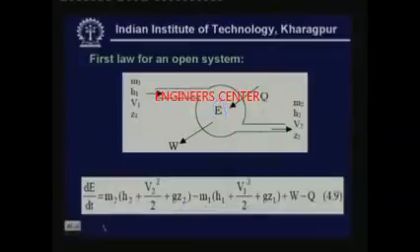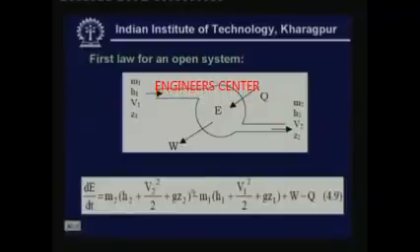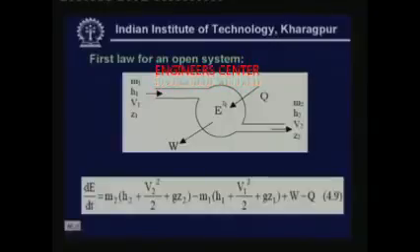Now, let us apply this to a steady process. In a steady process, the energy of the system and the mass of the system remain constant. That means they do not vary with time. That means time does not come into the picture.